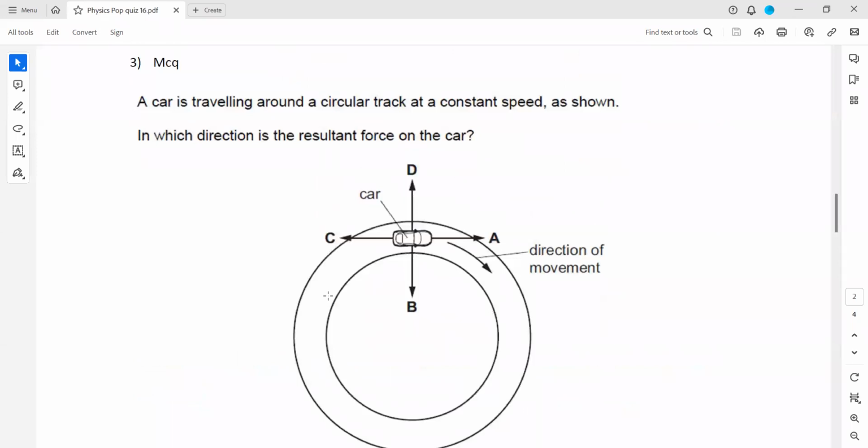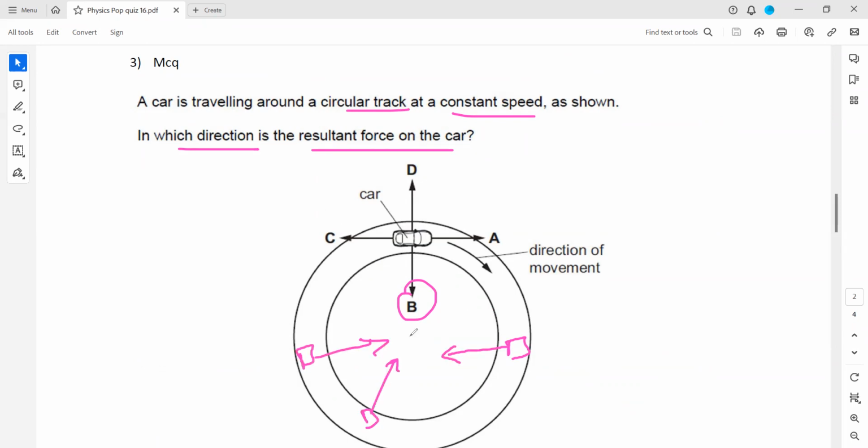In question 3, a car is traveling around a circular track at a constant speed. Which direction does the resultant force act? Whenever an object moves in a circular path, the resultant force is always acting towards the center. So B will be the right answer. You don't need a calculation. If the car was at this position, what is the direction of the resultant force? Towards the center.